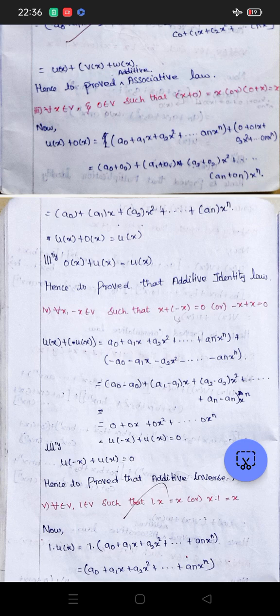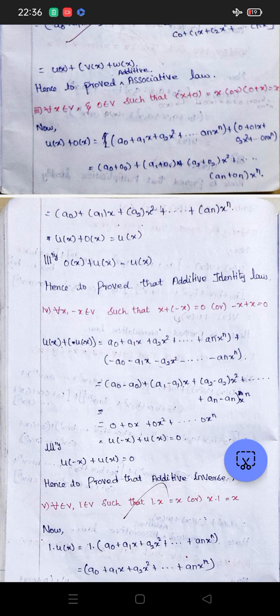So 0 plus any element is equal to the same element. By the same procedure, a0 + a1x + a2x^2 + etc. + an x^n. So hence u(x) + 0(x) is equal to u(x). Similarly 0(x) + u(x) is equal to u(x). So hence we prove the additive identity law.